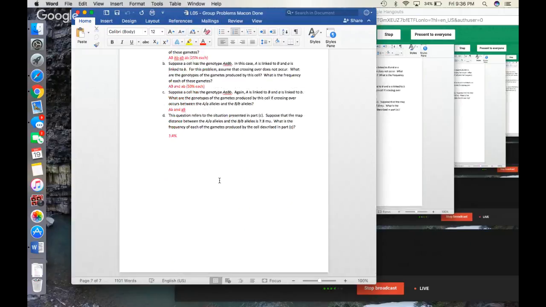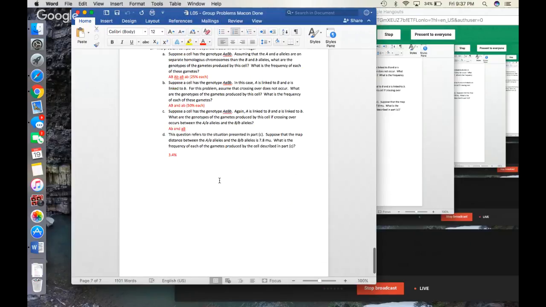And then for question D, we weren't 100% sure on this problem, but when we all talked it out, we decided that if we're given a 7.8 map units value, we're going to have an occurrence of 3.4% for each genotype, because we're going to divide that 7.8 by 2, since we have just those 2 genotypes. So that will give us a 3.4% frequency for each of the gametes produced in the cell in question C.